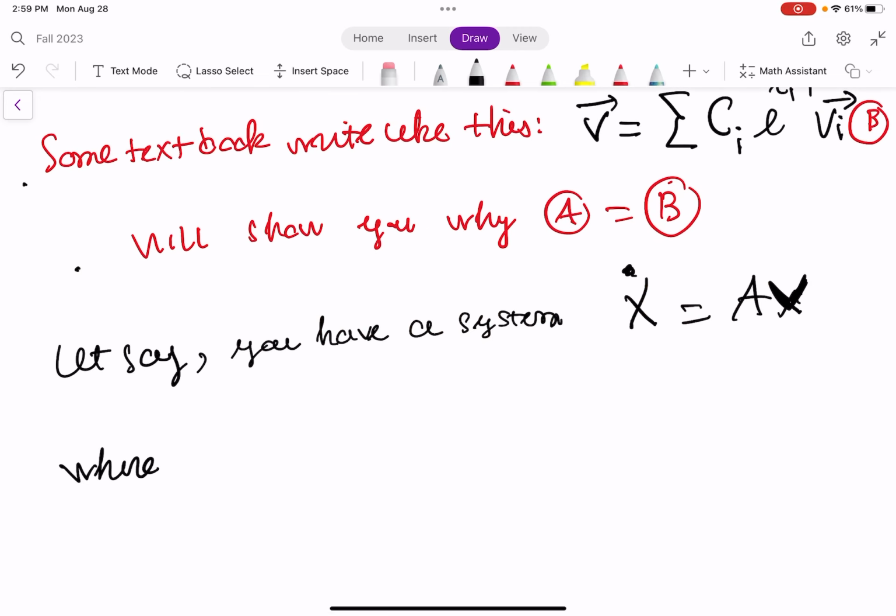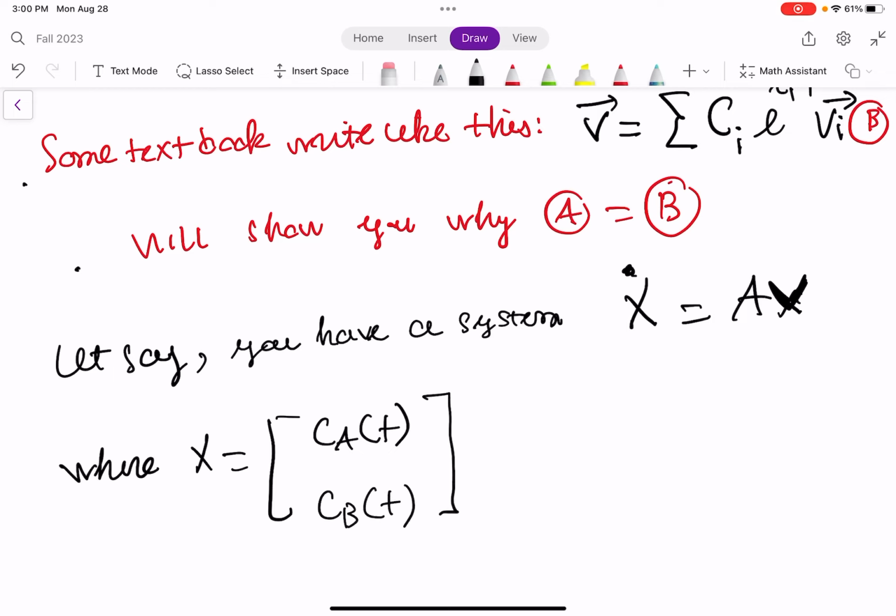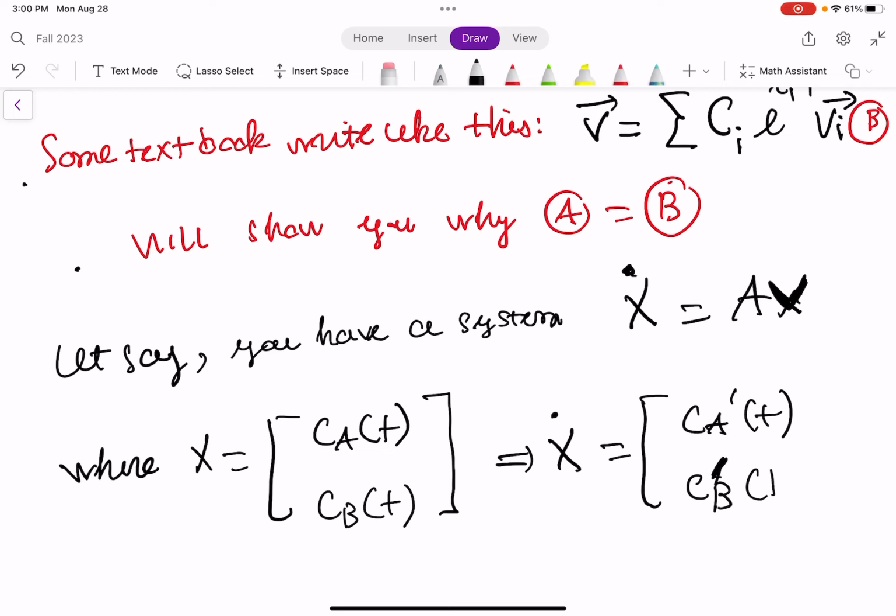where your x is going to be the concentration of particle or compound A as a function of time, and the concentration of compound B as a function of time. So your x dot is going to be the derivative of that with respect to time, and also the derivative of concentration B with respect to time. Or in other words, this is a derivative vector. Okay.